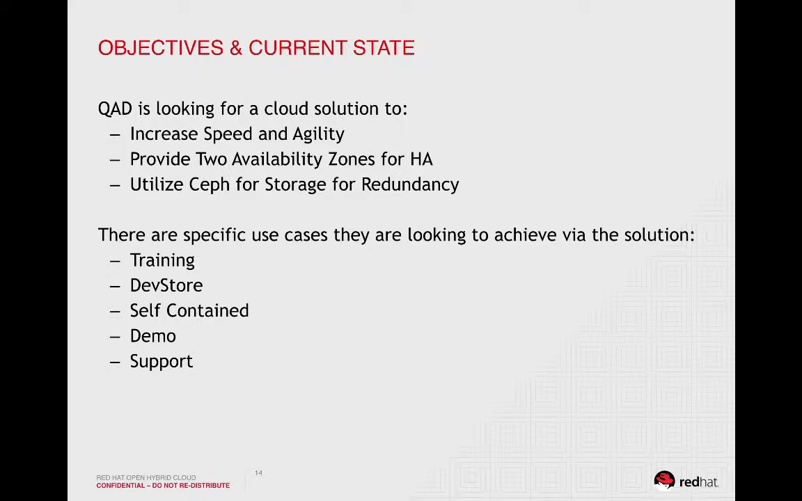So this reviews what the objectives and current state of the environment are. What we were looking to do is to increase speed and agility for you. We were looking to provide two availability zones for HA, and then we were looking to utilize Ceph for storage and redundancy. The use cases that this would be used to achieve are training, dev store, self-contained environments, demo environments, and support environments.